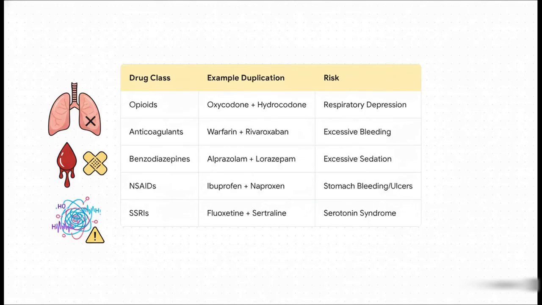Look at opioids, right? You double up on something like oxycodone and hydrocodone, and you're risking respiratory depression. That means they could literally stop breathing. Then you've got anticoagulants, or blood thinners, like warfarin and rivaroxaban, which is Xarelto. Too much of that, you're looking at a major risk for serious bleeding. How about benzodiazepines? Think alprazolam, aka Xanax, and lorazepam, aka Ativan. Taking both can lead to dangerous oversedation. And finally, SSRIs. These are common antidepressants. Doubling up here can cause something called serotonin syndrome, which is absolutely life-threatening.